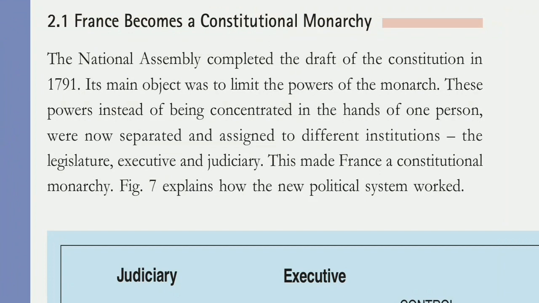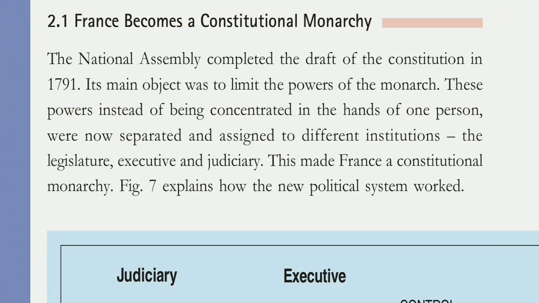And here comes our second topic. France becomes a constitutional monarchy. Here we will be knowing how France had the constitution along with the monarchy. It declared the drafting of the constitution in 1791. Here, the National Assembly was assigned the making of the constitution, as we learned before.